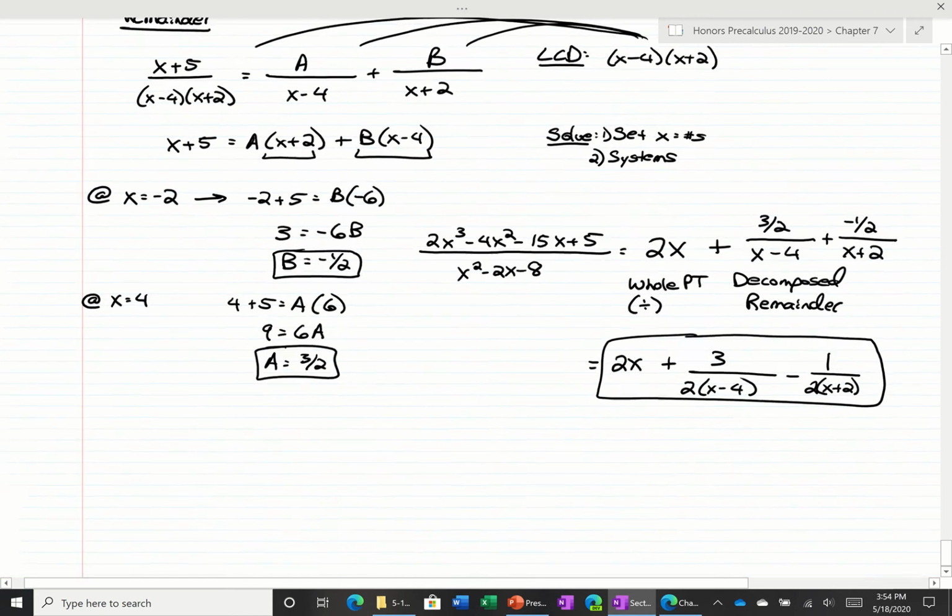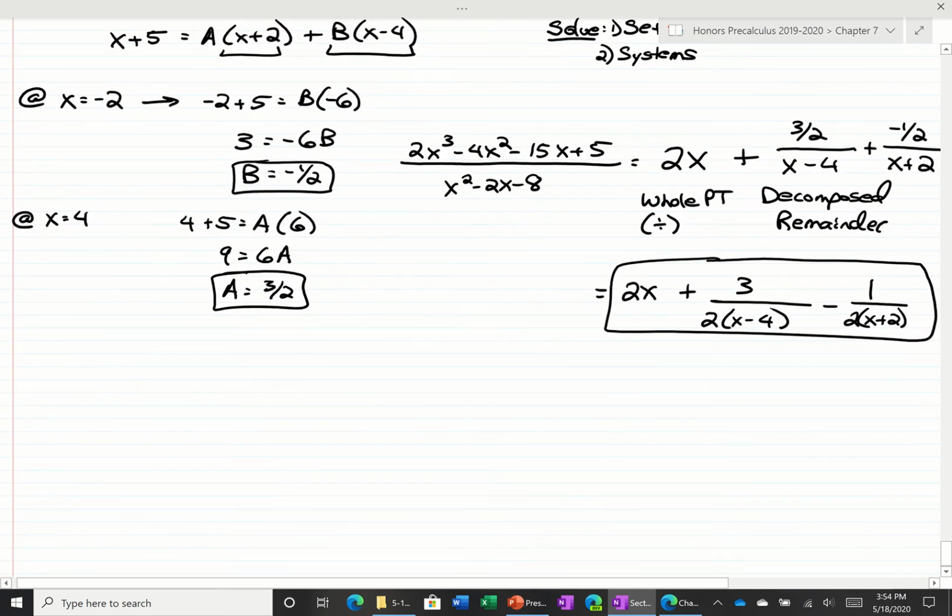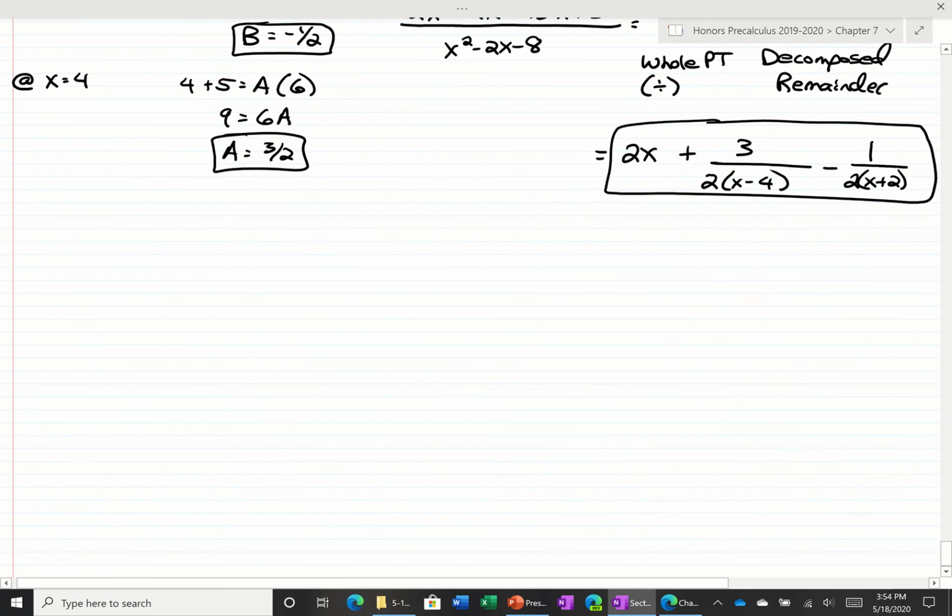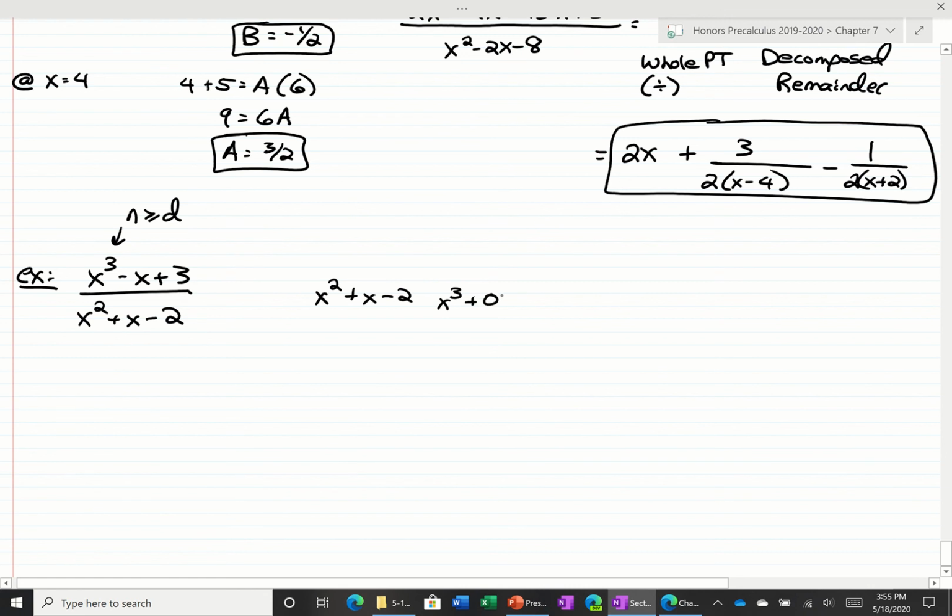So we have maybe one extra step, but I think yesterday's lesson might have been a little bit harder. We'll do one more example. What if we had a problem like this? x to the third minus x plus 3 divided by x squared plus x minus 2. I see the top power is greater than or equal to the bottom. So we'll do long division. Remember, we always put 0 in if we're missing a term.